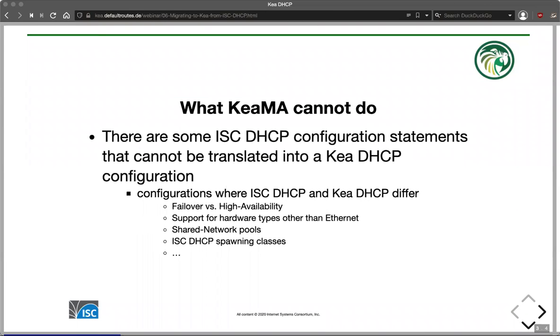What usually doesn't work so well is failover configuration, because as we will learn in this webinar, the failover provided by ISC DHCP works differently than the high availability in Kea. Also, there are differences in what kind of hardware types are supported between the two products. And for example, how pools are being used in shared networks, and some features like the ISC DHCP spawning clauses just don't exist in Kea DHCP, so they can't be migrated over.